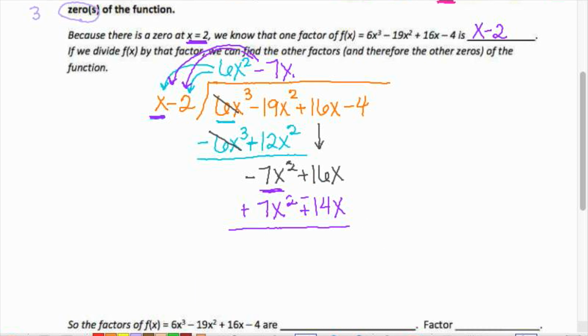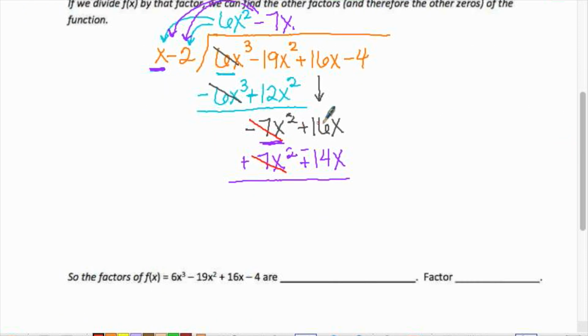So once again, our first term cancels as it should. And our second term would be 16x plus a negative 14x, which is 2x. Bring down your last term. You know this is going to be your last round because you don't have any more to bring down. We brought this last one down, so after this we'll be done.